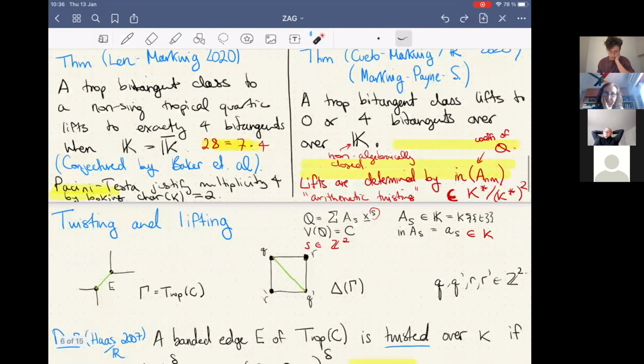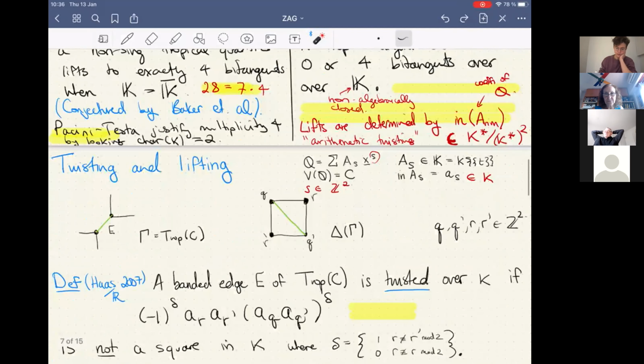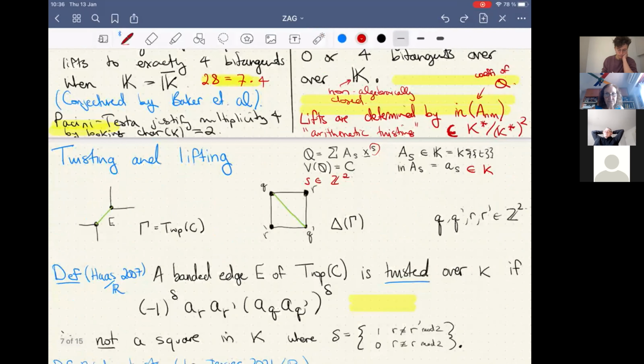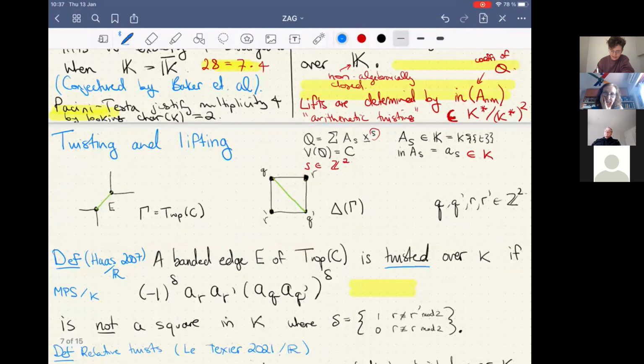And so here's a definition of twisting over R that we adapt to the arithmetic setting over a general field little k. So it's totally technical, but it'll have a geometric interpretation in a second. The bounded edge is twisted over k if this product, so these are the initials, is not a square in k. So these deltas are just 0 or 1, depending on whether these 2 points have equal coordinates mod 2. Okay, so it's just some product of the initials.